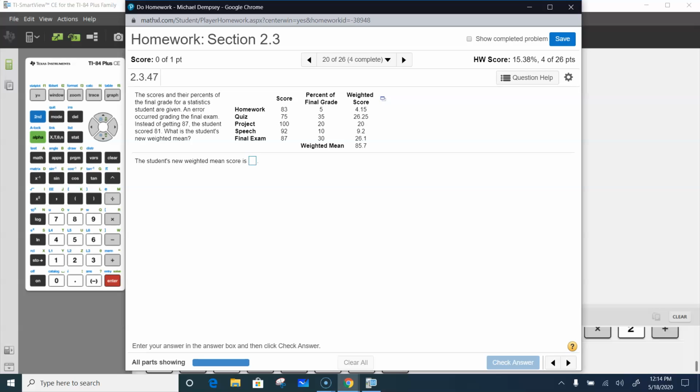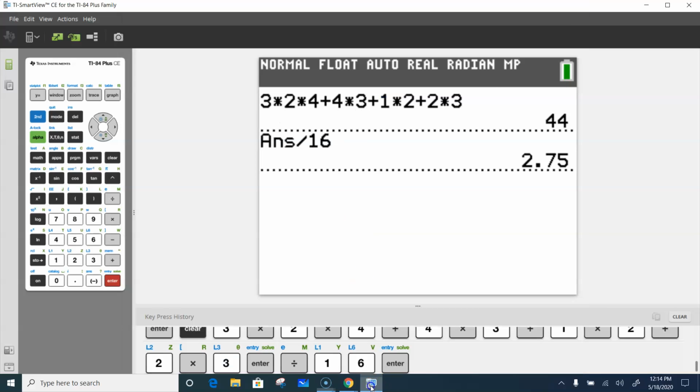Okay, we want to find this weighted mean. So I'm going to show you what I think is a little bit less labor-intensive way of doing this one. Now, notice they give us the answer here of 85.7. That's the weighted mean, but they're saying instead of an 87 on this final, they actually got an 81. So I'm going to take these two lists. Instead of doing this the long way, let's lean on the calculator a little bit here.